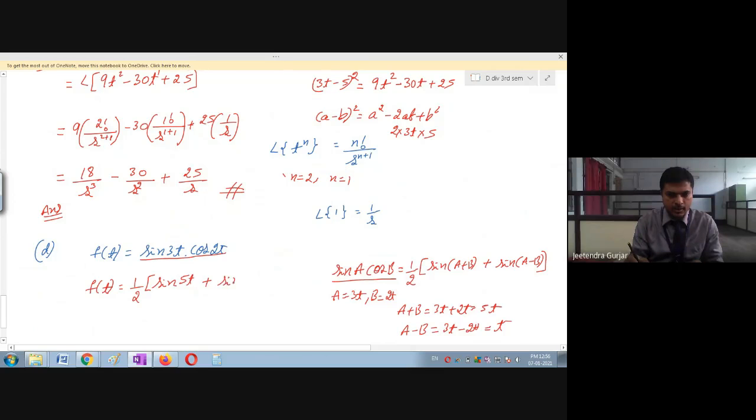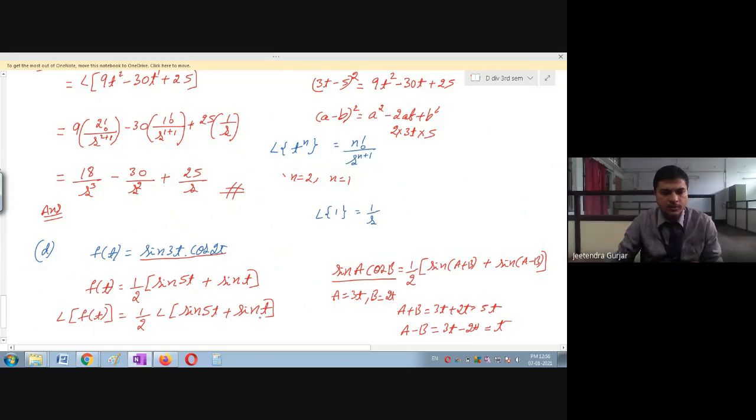Therefore this is sine t. Now you can easily find the Laplace transform of this f of t. So 1 upon 2 is constant, I will write it outside. Laplace transform of sine 5t plus sine t, students. So which form am I going to use? Now this is in the standard form. I have to modify this.